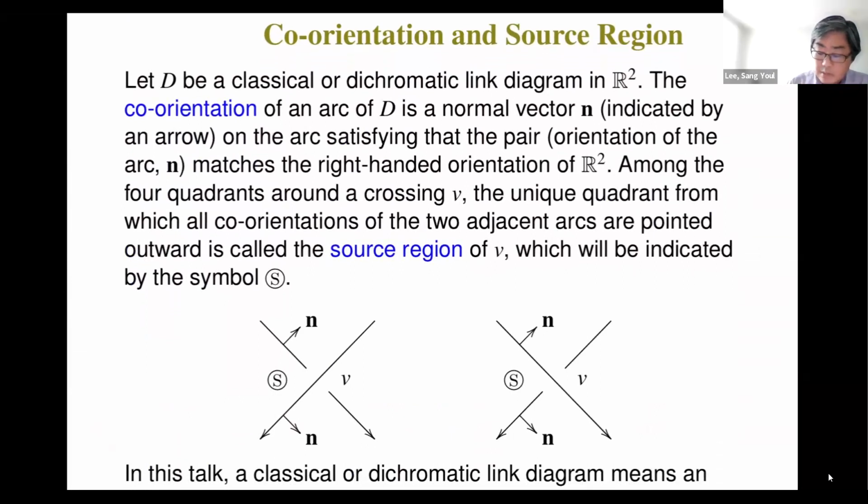Now I want to introduce the co-orientation and the source region of a diagram. Let D be a classical or a dichromatic link diagram in the plane. The co-orientation of an arc of D is a normal vector, usually indicated by an arrow on the arc, such that the orientation of the arc and the normal vector n match the right-handed orientation of the plane R2. In this case, the normal vector n is called the co-orientation of an arc of D.